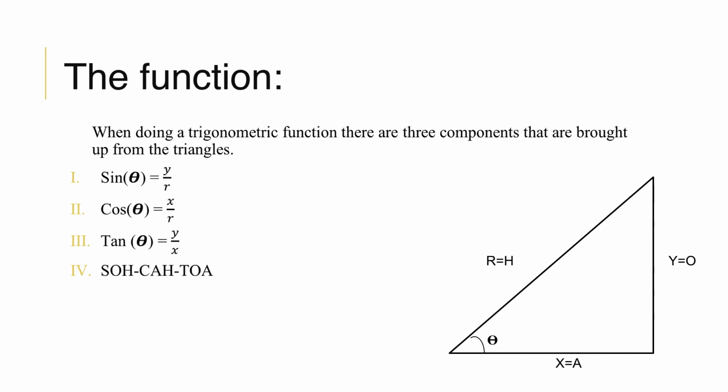One easy memory trick to remember this is SOHCAHTOA. So for sine, it is opposite over hypotenuse. For cosine, it is adjacent over hypotenuse. And for tan, it is opposite over adjacent.